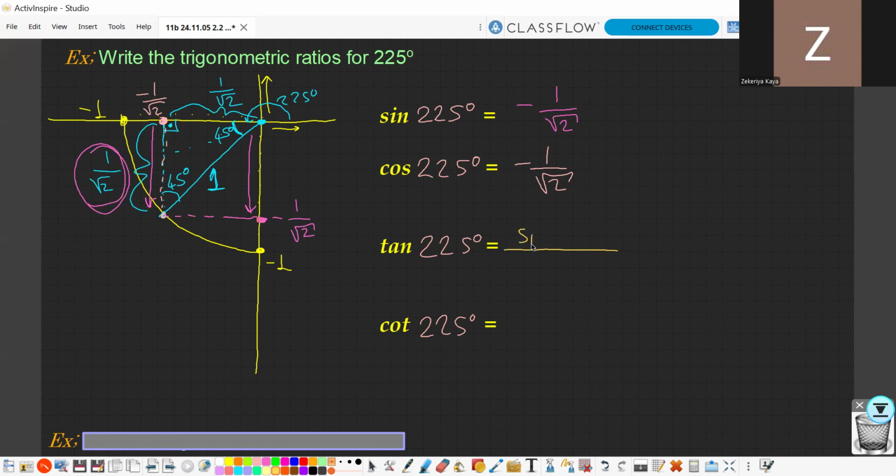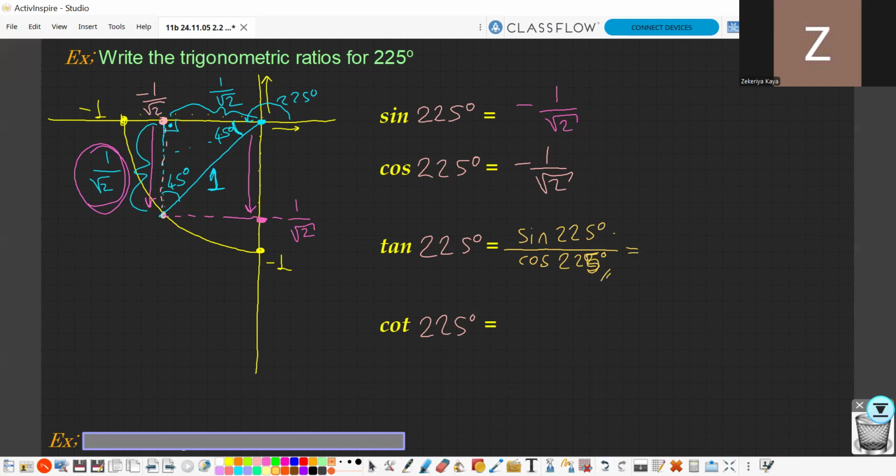Tangent is equal to sine 225 over cosine 225. Sometimes, instead of this, some of you are writing sine over cosine, just two letters like this, or short letters. You must write all of these things completely. All of them should be written with the angle over them. Then later you can replace.